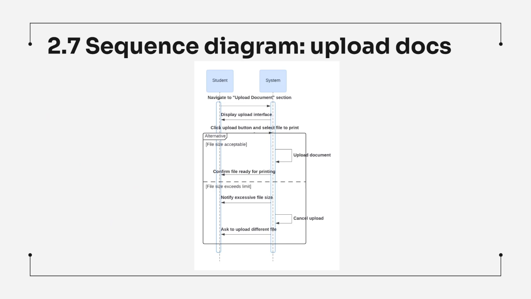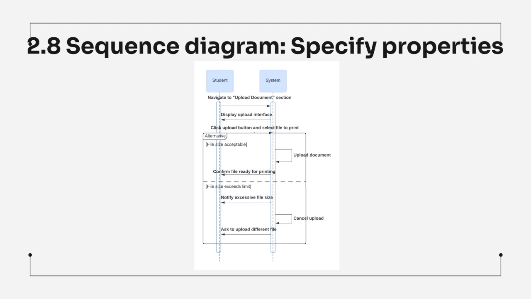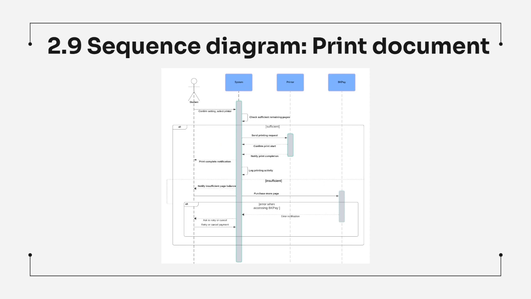Similar to the previous diagram, we also draw four more diagrams for formal use cases, like upload documents, the specified property, print document, and upload documents.